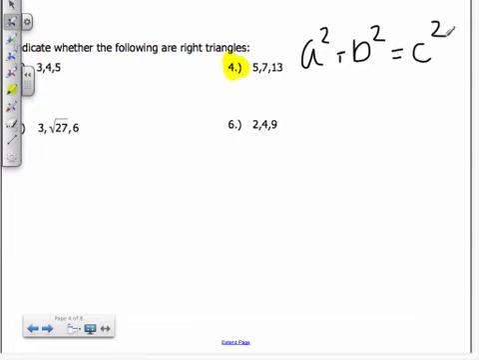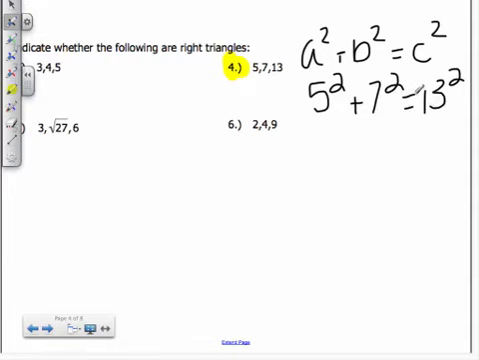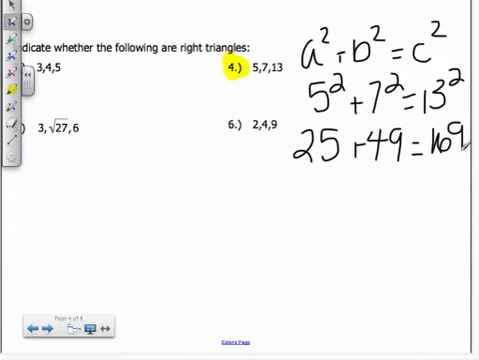So when I use a squared plus b squared equals c squared, I end up getting 5 squared plus 7 squared equals 13 squared, okay? Which means that you get 25 plus 49 is equal to 169, which is not true, which means that it is not a right triangle. So this right here is no, it is not a right triangle.